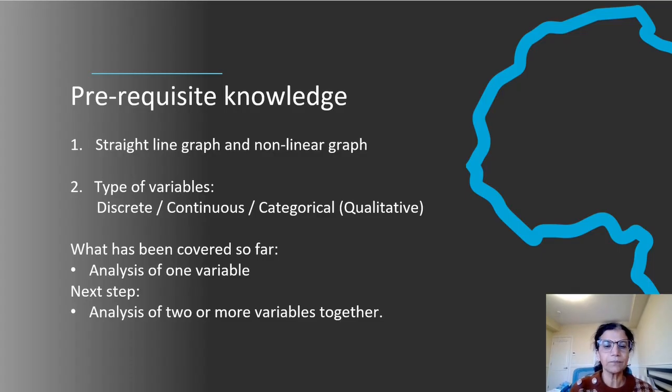Let us recall some prerequisite knowledge which will be useful in understanding today's lesson. You have to remember straight line graphs and non-linear graphs. Then the types of variables, discrete, continuous or categorical. Categorical, same as qualitative. What has been covered so far is the analysis of one variable. This is the next step in which we are going to study analysis of two or more variables together.